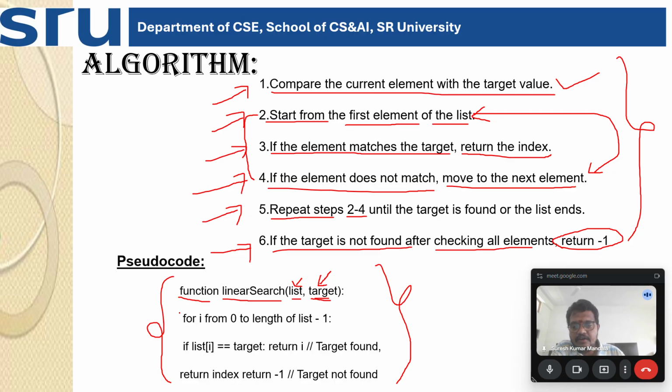Within that function, we have one for loop. Using this for loop, we find out whether the particular target element is present in the list or not. The for loop is initialized from 0 up to the length. If list of 0 is equal to the target, the target is found. Else the loop continues with i value 1, 2, 3, and so on, comparing every index value with the target. If not found, it returns -1. If present, it returns the index value of the target.